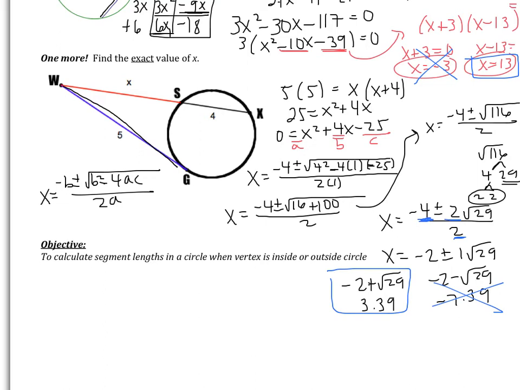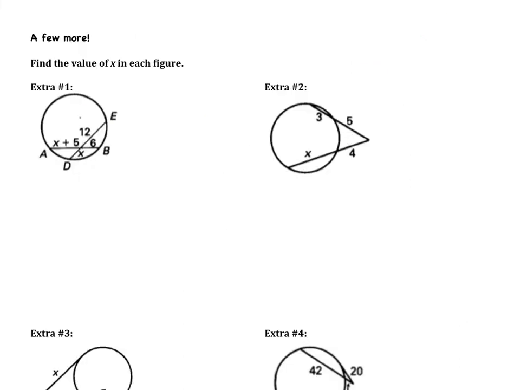That brings us to the end of our video. Today's objective was to calculate segment lengths in a circle when the vertex is inside or outside of the circle. So when the vertex was inside of the circle, we only did 2 examples. You multiplied 2 parts and set them equal to the 2 other parts. When the vertex is outside, that was a little more complicated. It was part times whole is equal to outside times whole. If you flip the page, there's a few more examples.